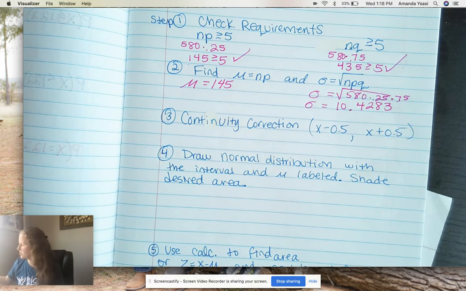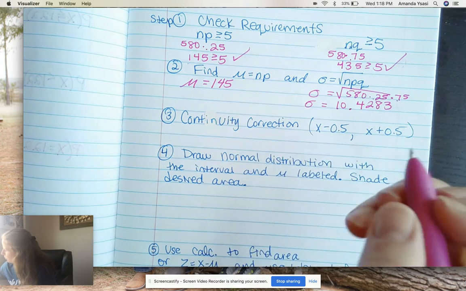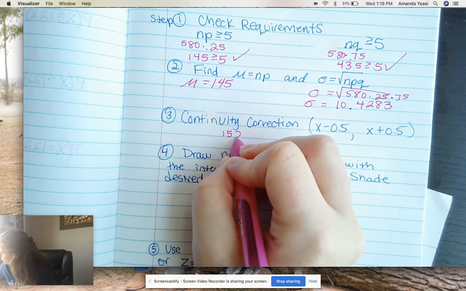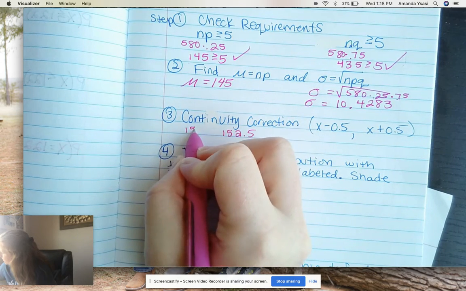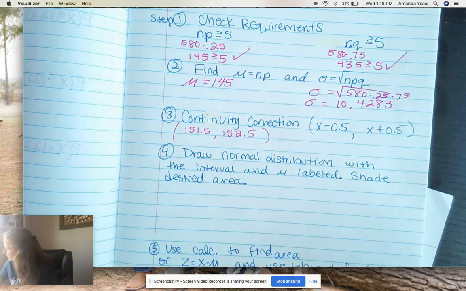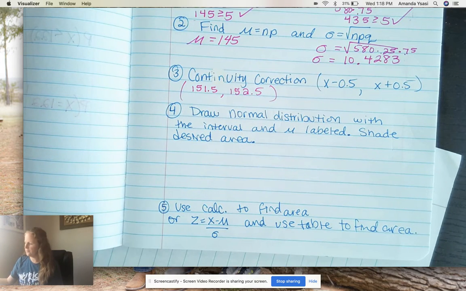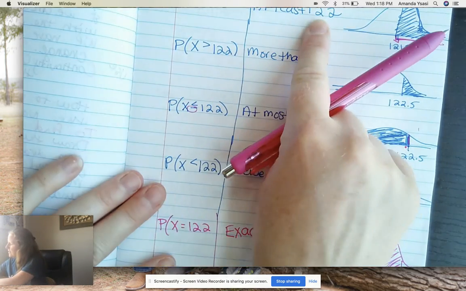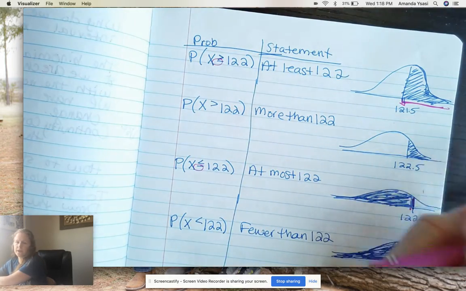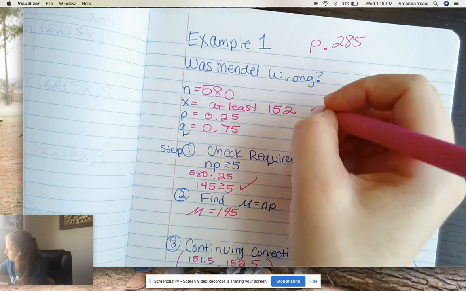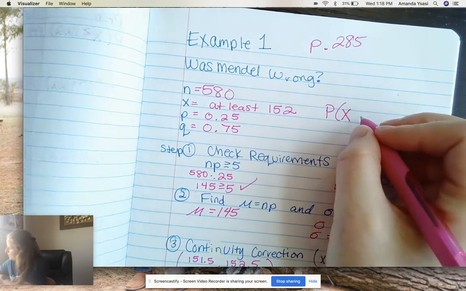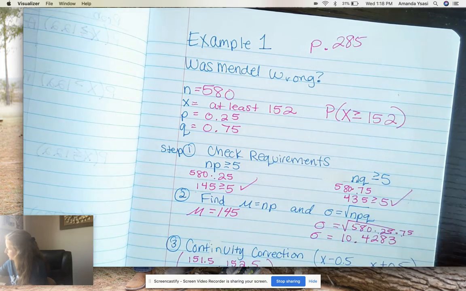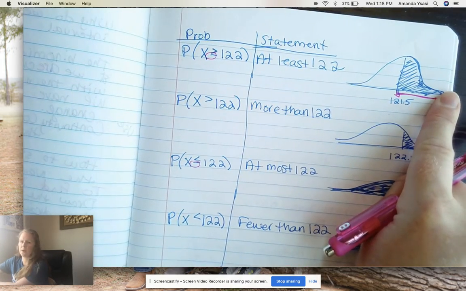Okay, so let's do our correction for continuity. So we are going to do X, which is at least 152. So we're going to do 152.5 and 151.5. So this is our interval. Draw normal distribution. Okay, so we want at least. So let's see. If I look back here, at least is this one right here. So we're doing the area to the right. So I'm going to do the probability that X is greater than or equal to 152. And so we're looking at the area to the right.